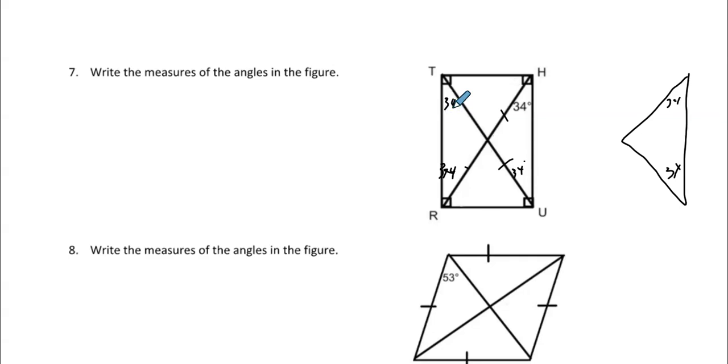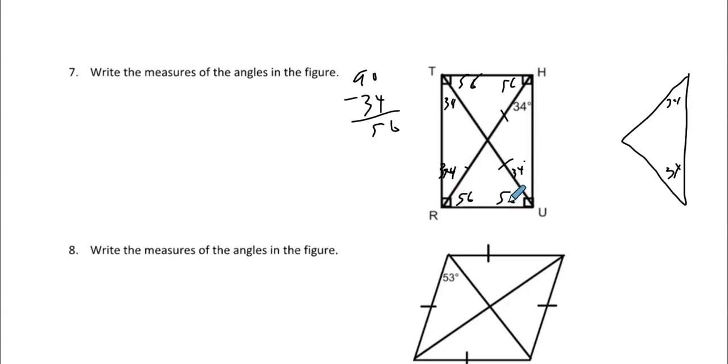Okay? Now, since each corner is a right angle, that means the missing angle at T is 90 minus 34, and that's 56. So if that's 56, so is this. And since the upper triangle is the same as this one, these are both 56.